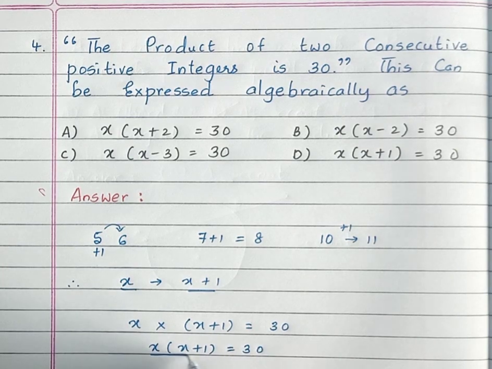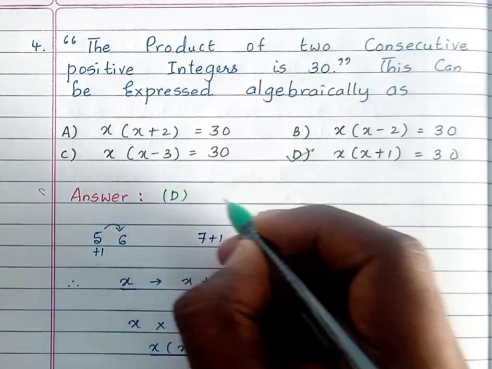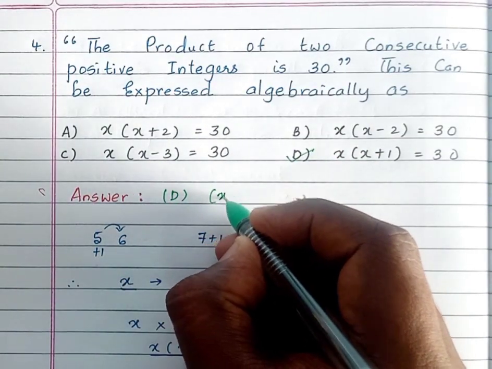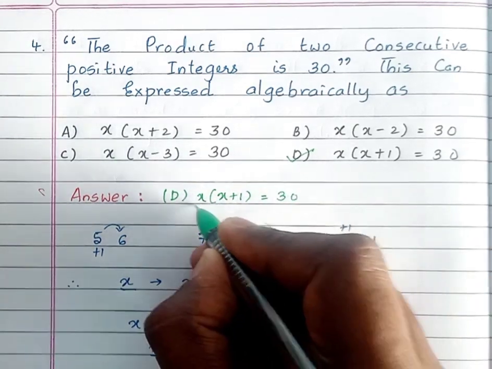What is the correct option? The correct option is option D, x into x plus 1 equals what? 30. x into x plus 1 equals 30. Option D is correct.